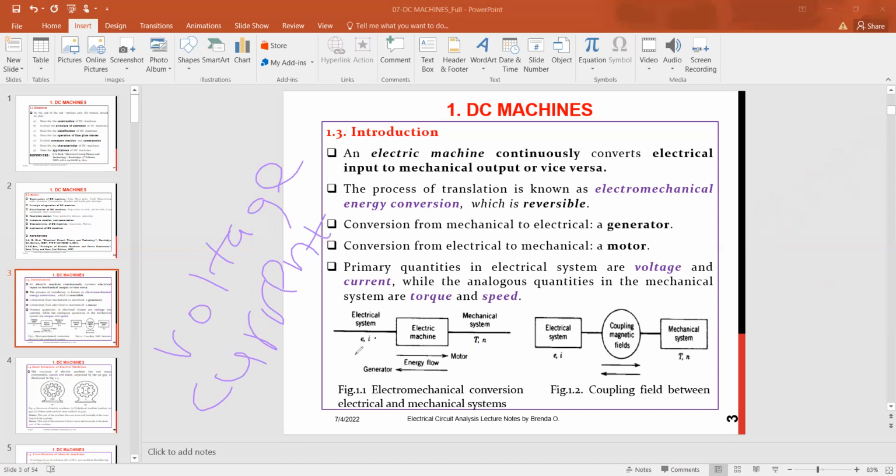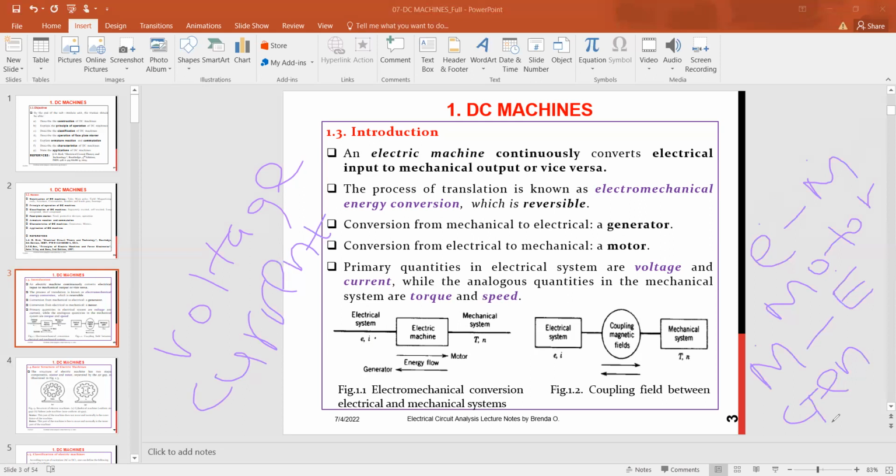So when you want to convert from electrical to mechanical, you use a motor. And then from mechanical to electrical, you use a generator. That is when you want to convert from electrical to mechanical, then from mechanical to electrical. That is the electromechanical energy conversion.